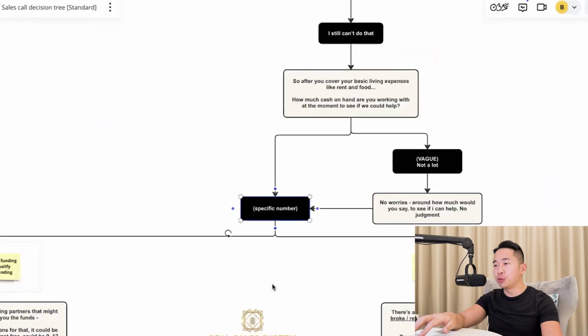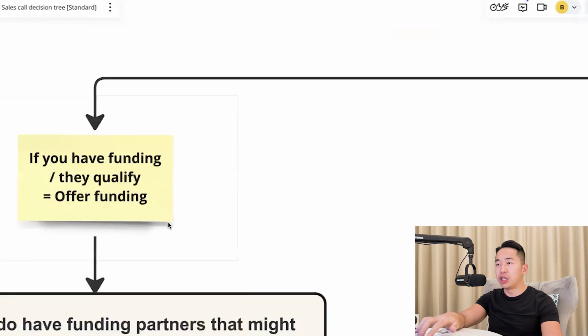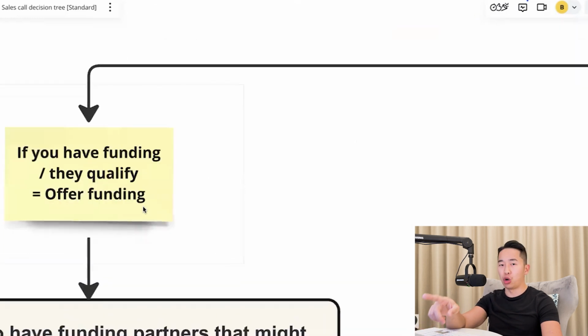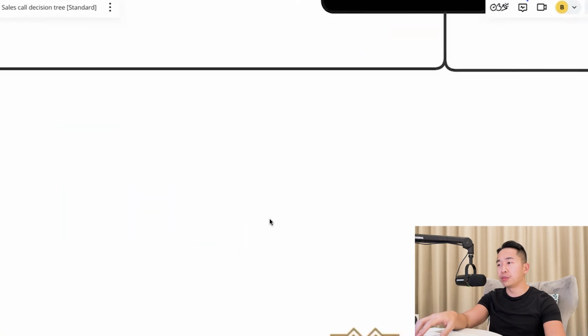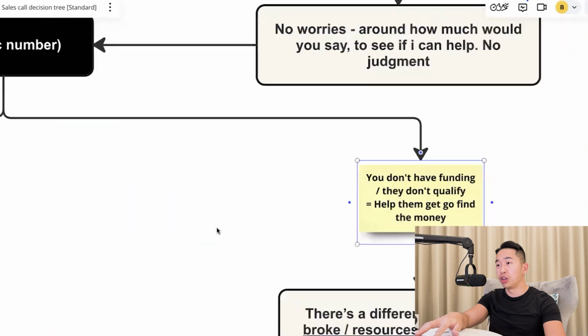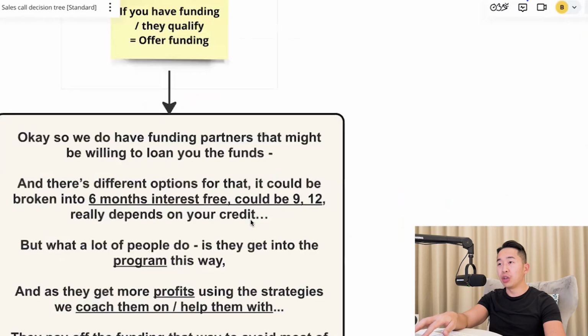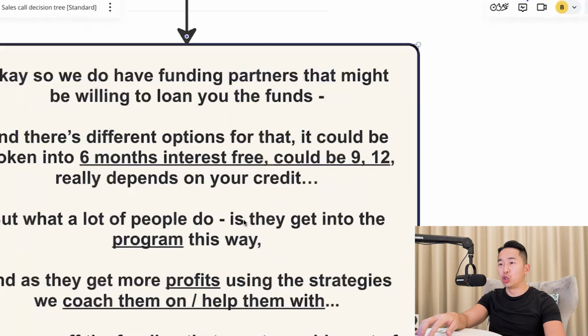Okay. At this point, we'll have one or two different scenarios. Number one is if you have funding or financing in your offer, meaning maybe different options like no money down, pay later options, or broken into smaller chunks, right? Financing, or if you don't have financing or they don't qualify for it. Okay. So depending on that, we can go through different options. Okay. So let's say you have funding. So here's what you do.